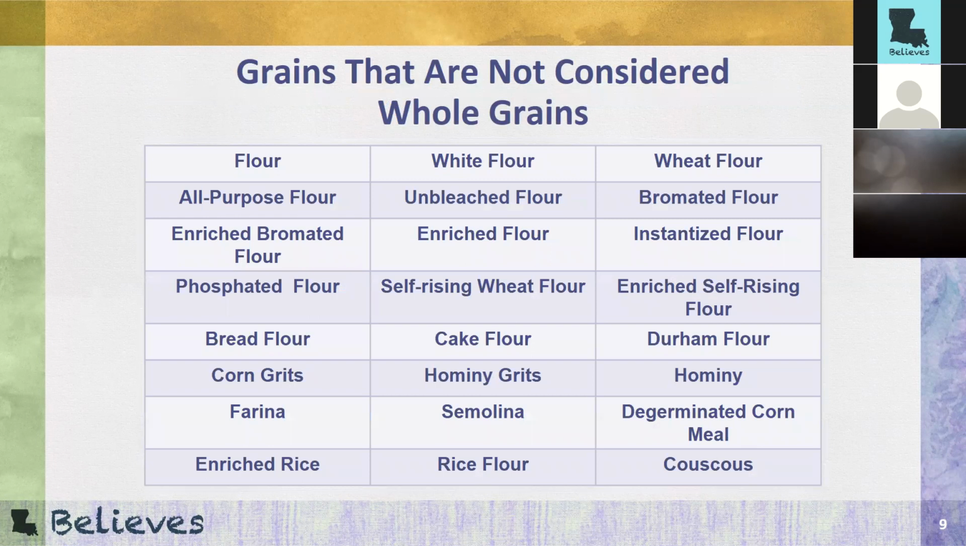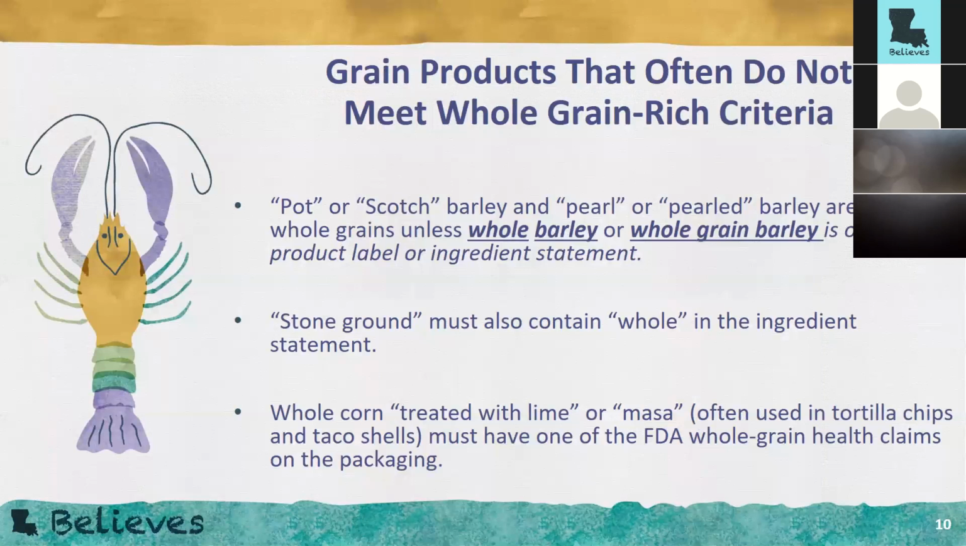This chart is a listing of grains that are not whole grains. Some of the grains that are listed on this chart are enriched and can be used in a product or a dish where the primary ingredient is whole grain rich. Pot or Scotch barley and pearl barley are not whole grains unless it also says whole barley or whole grain barley on the ingredient statement. If you're using stone ground, it must also contain the word whole in the ingredient statement. Any whole grain that's treated with lime or masa, which is often used in tortilla chips and taco shells, must have one of the FDA whole grain health claims on the packaging.